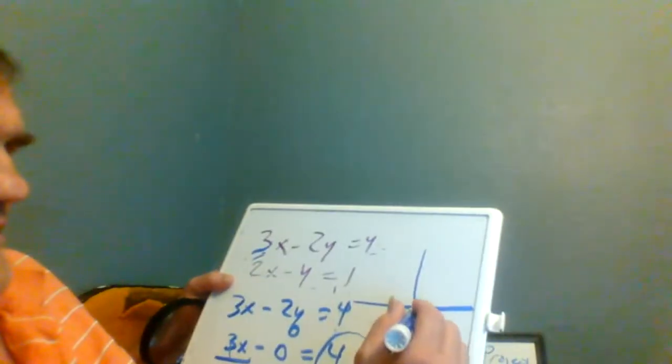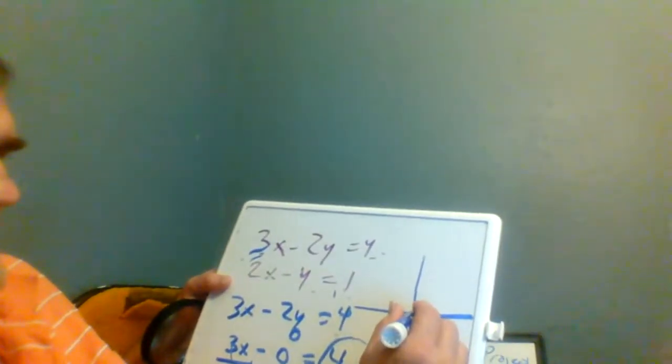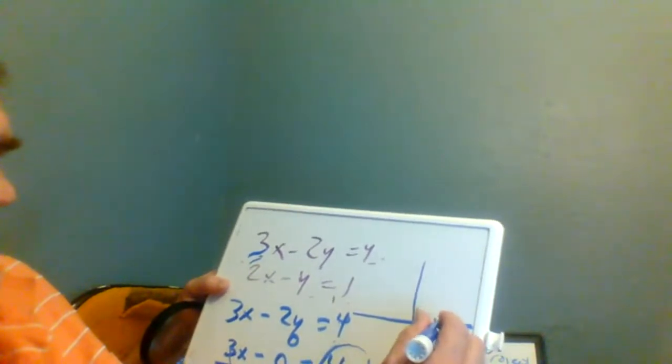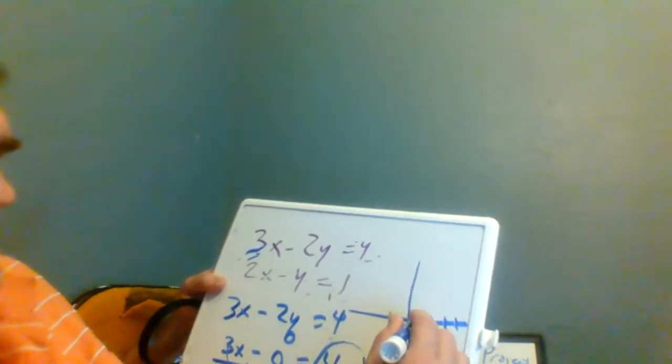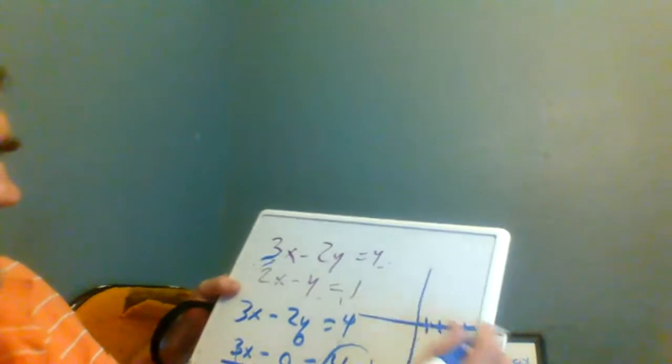So you go on a number line like this, a graph line. X will be 4 over 3, which would be just a little over 1. So you get 1 here, 2 here, 3, 4. That's going to be just about right there. That's your x-intercept right there.